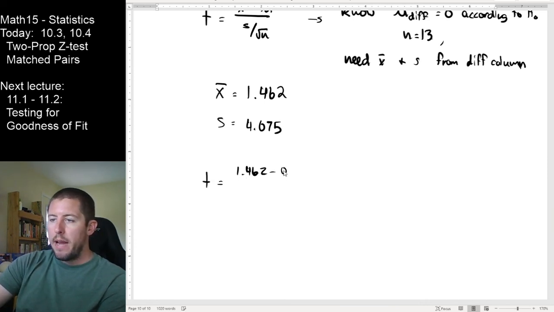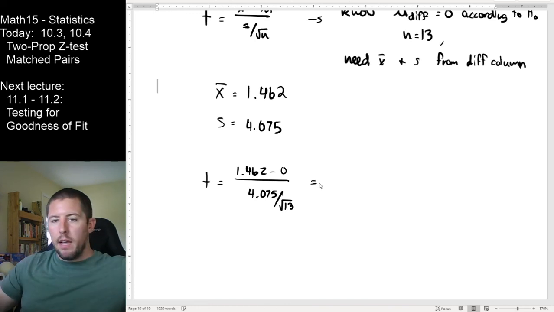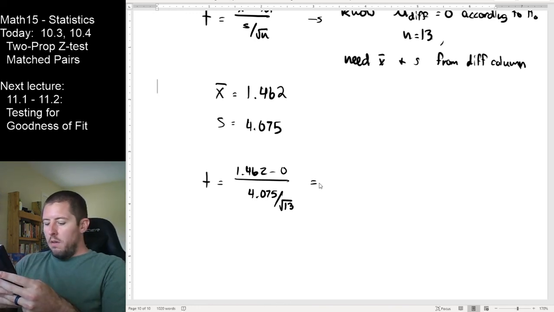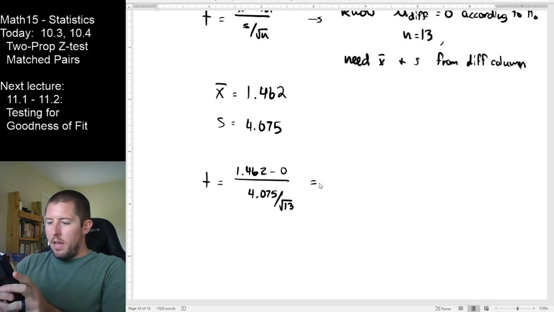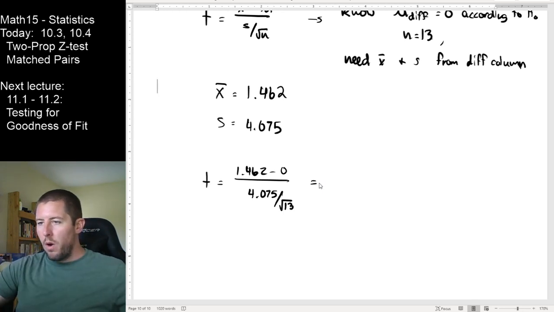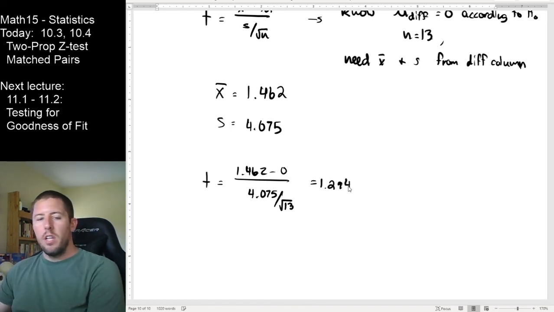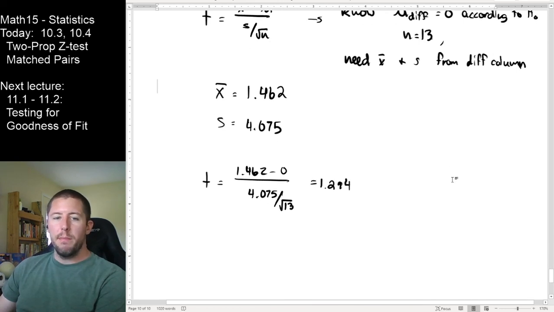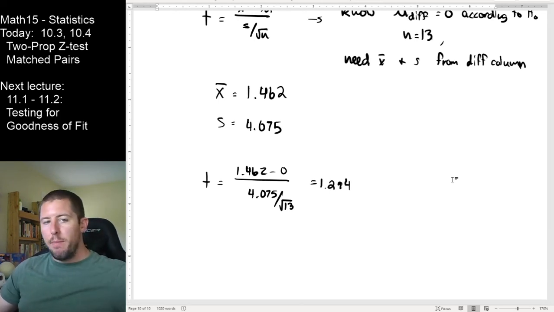1.462 minus our null hypothesized difference of 0 over 4.075 divided by the square root of our sample size. We sampled 13 people. I'm going to go hit my calculator with this computation right here. 4.075 divided by the square root of 13. And then I'm going to do 1.462 divided by that answer. And I'm getting here 1.294. That says to me there's about 1.294 standard deviations above normal for this result, if it were the case that there is no true difference really in taking a GRE prep test or not.